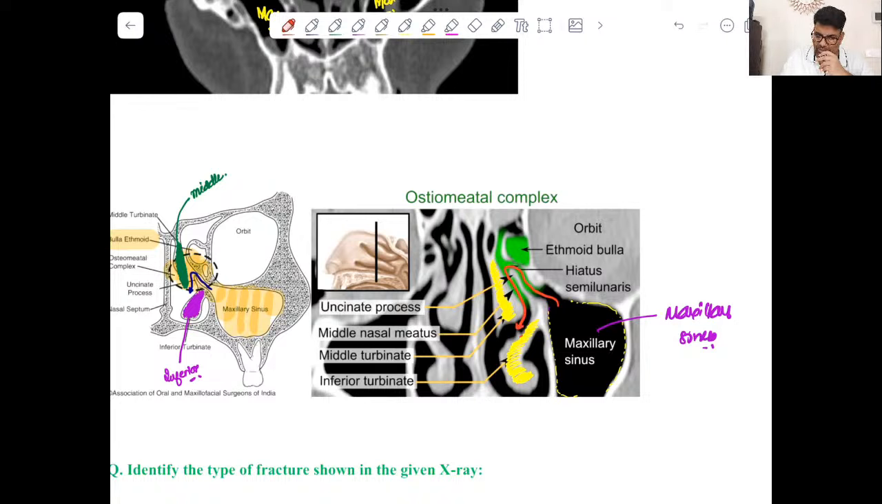Okay, so this is the path of aeration of the maxillary sinus through the hiatus semilunaris, and just above the hiatus semilunaris we have a prominence that is known as bulla ethmoidalis. Okay, so this is the course of the maxillary sinus, and this all area is known as the osteomeatal complex. So this is the osteomeatal complex, right?